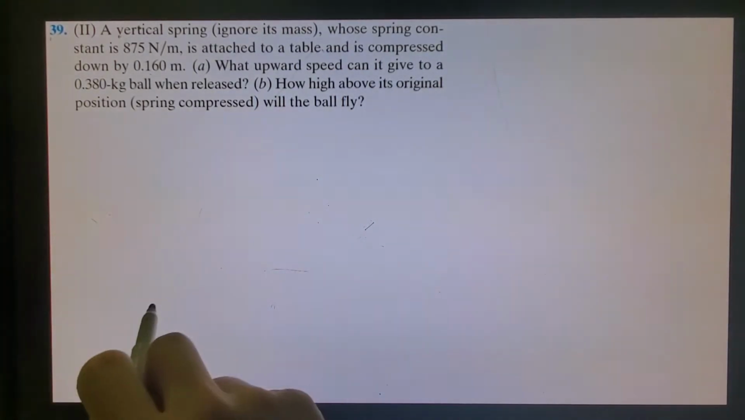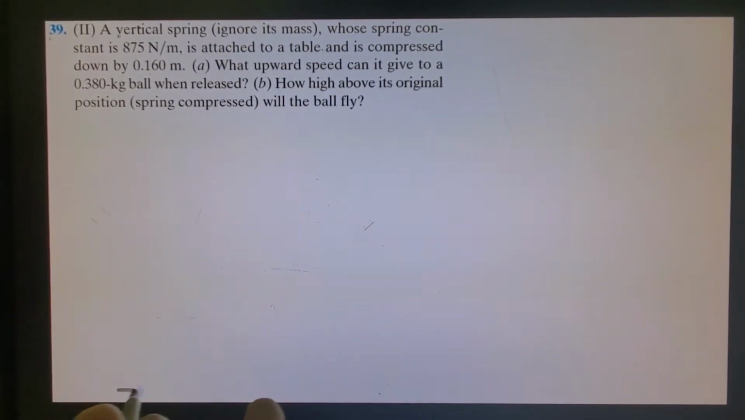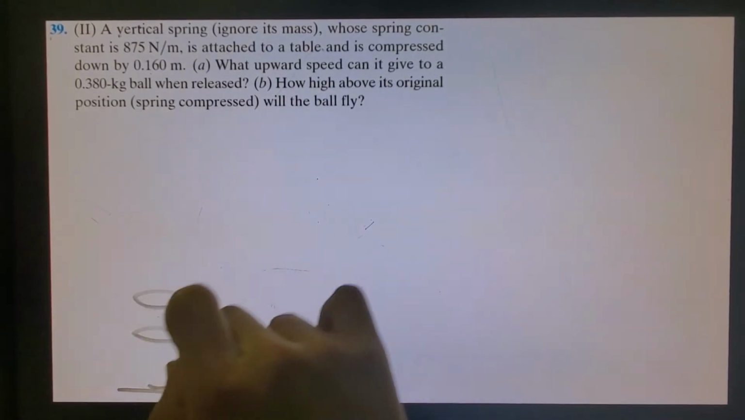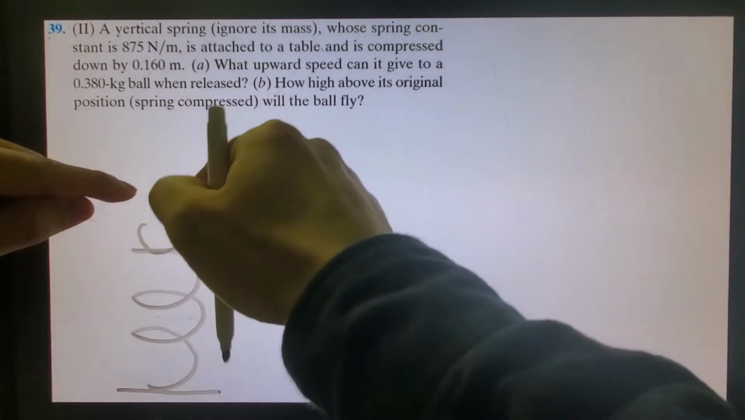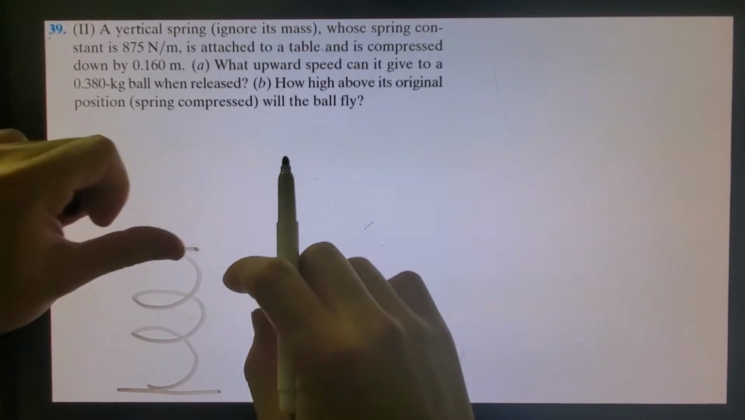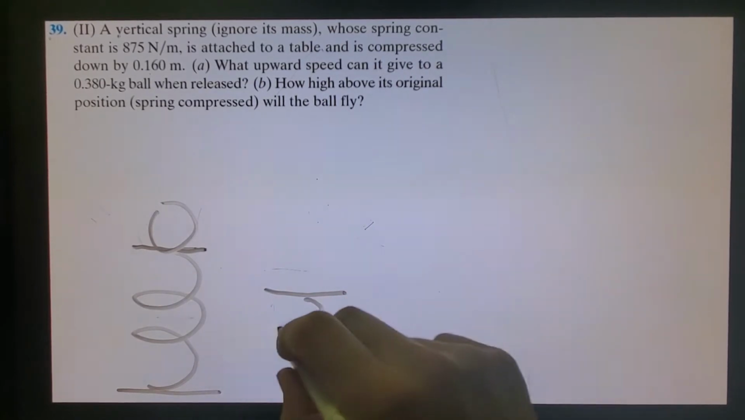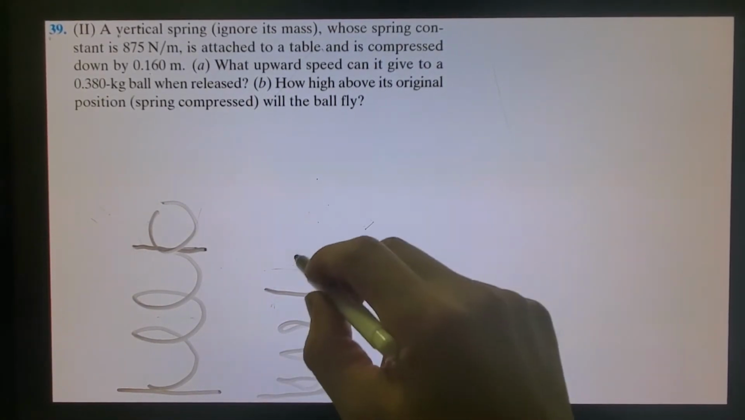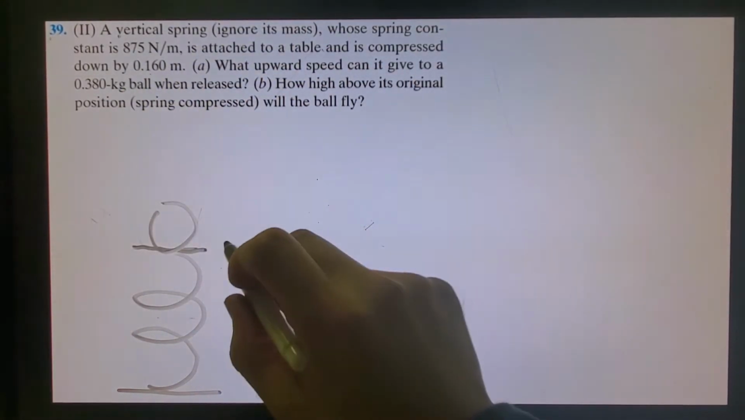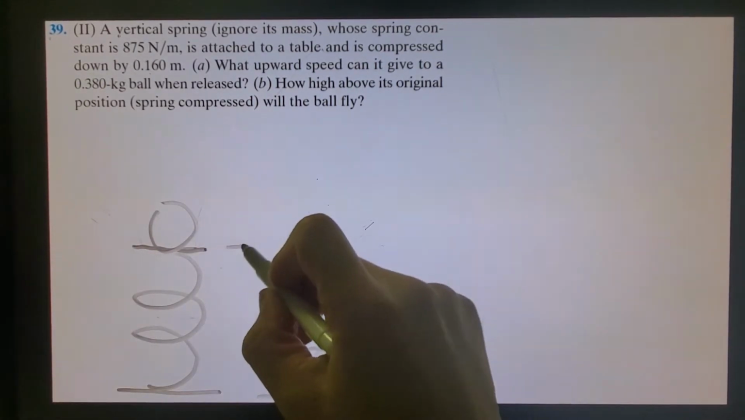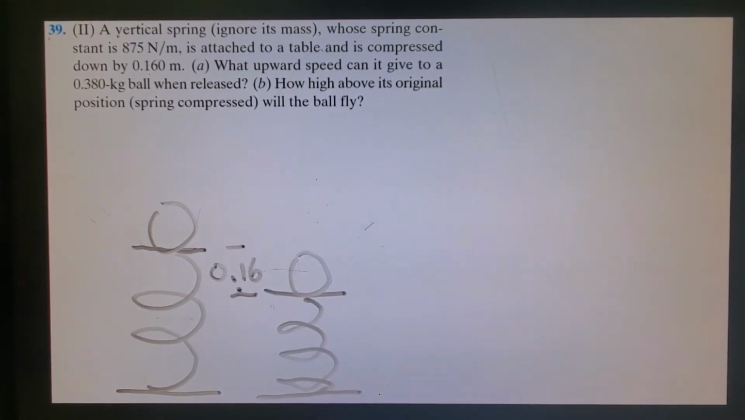So here's what it is. You have a spring over here on the table. Let's say this is my table down here. Now you are going to have a ball and you want to compress it. So you put the ball here, you compress it, and now it's compressed. How much did we compress it? This delta x is 0.160 meter. That's how much you pressed it.